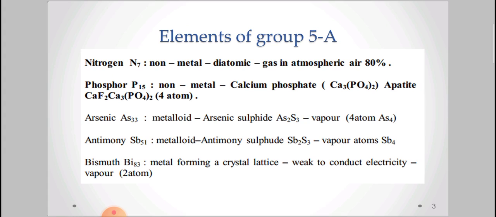Arsenic, As33, metalloid, found in arsenic sulfide. Antimony, Sb51, metalloid, found in antimony sulfide, Sb2S3. Bismuth, Bi83, is a metal forming a crystal lattice, a weak conductor of electricity.